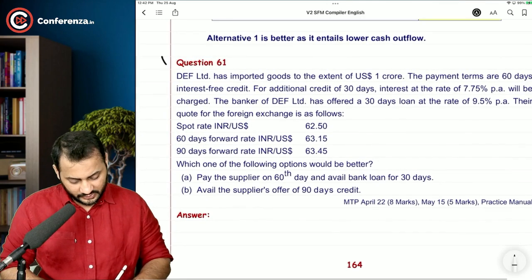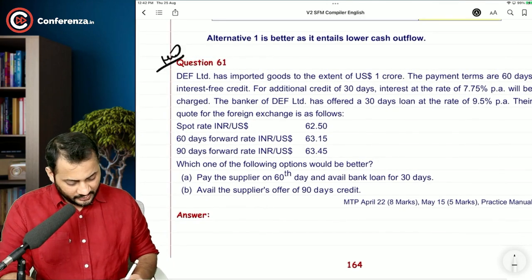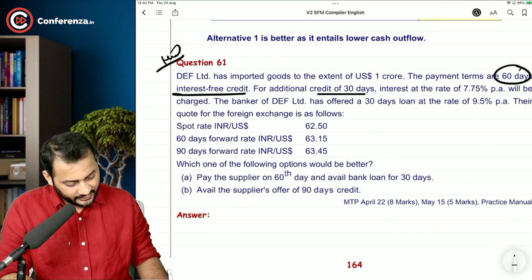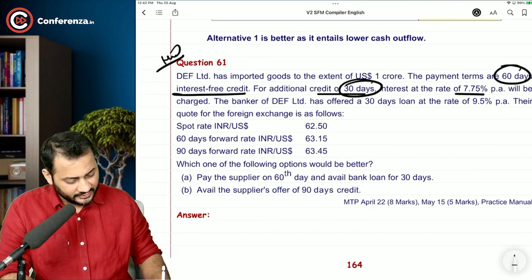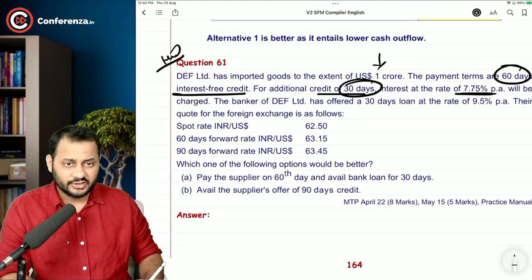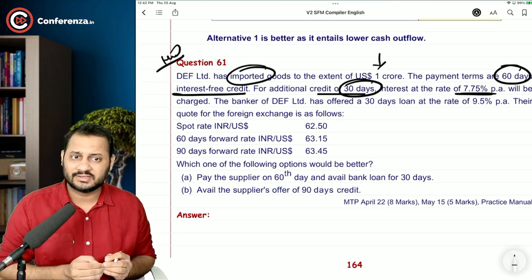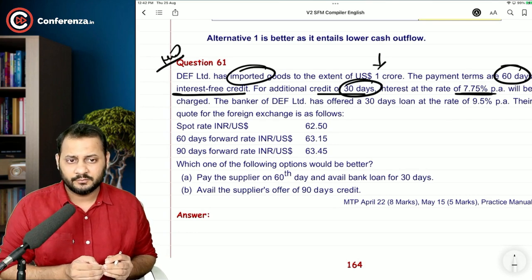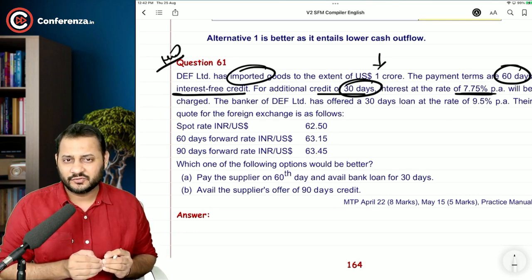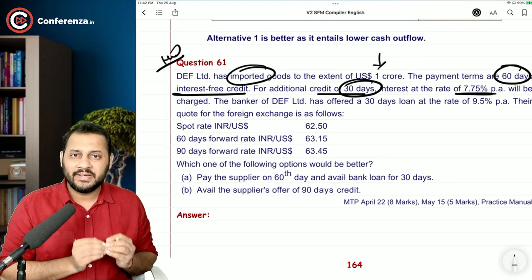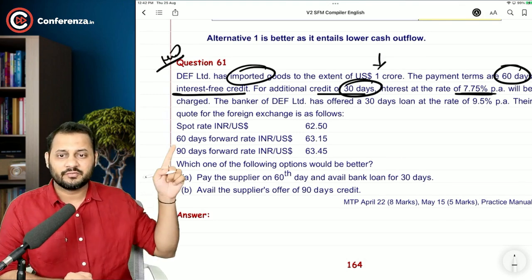Again the same, you are going to take it as homework. See, interest free credit for 60 days, and for additional 30 days this much of the interest. This is US 1 crore dollar, and you are an importer. That means you will buy the dollars at the end of 60 days. Okay, so if you buy the dollars at the end of 60 days, how much you have to buy? 1 crore dollar, and you will be paying taking the forward contract of 60 days.